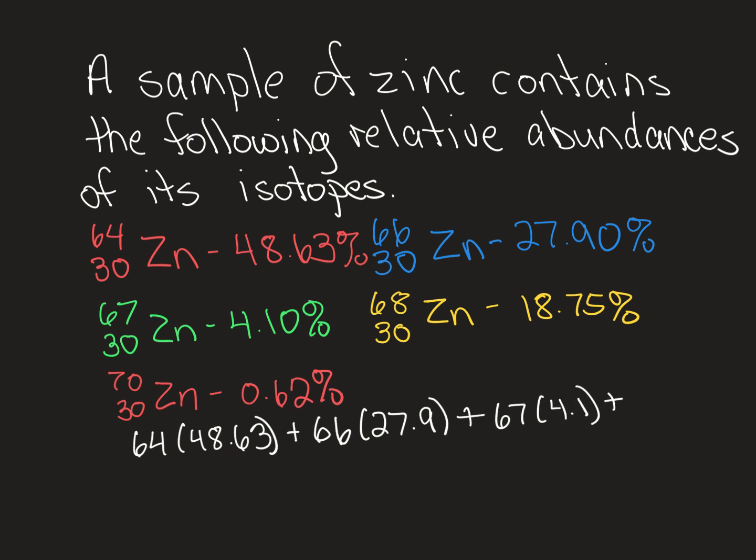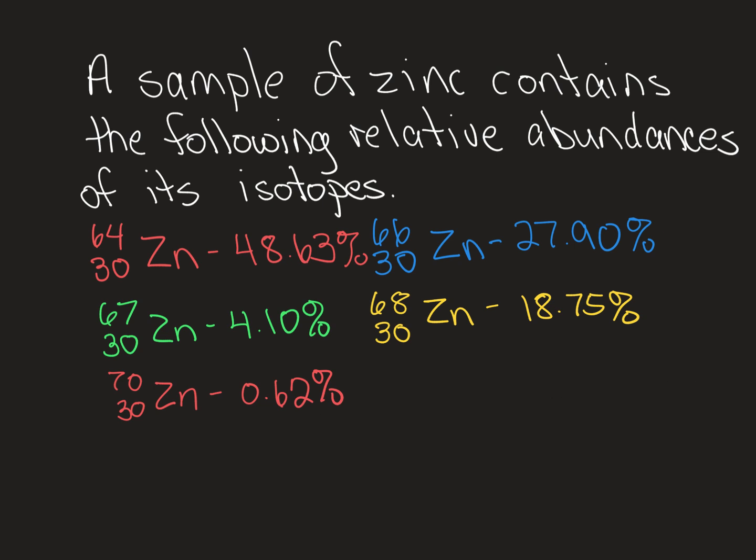The next isotope is 68. I will multiply that by 18.75. And then the last isotope is 70, and I will multiply that by 0.62. Then I will take that answer and divide that all by 100.